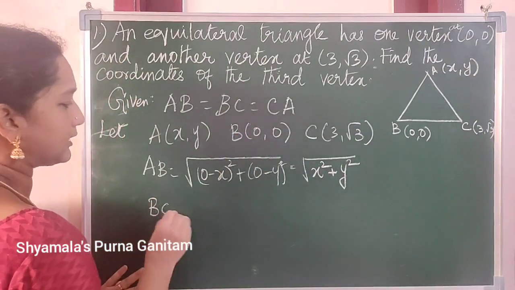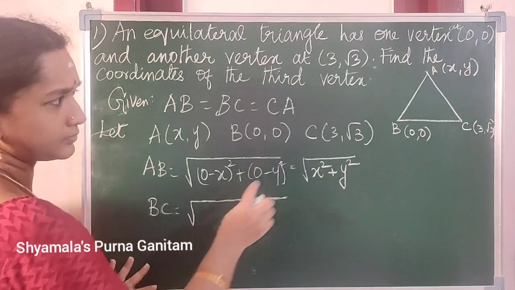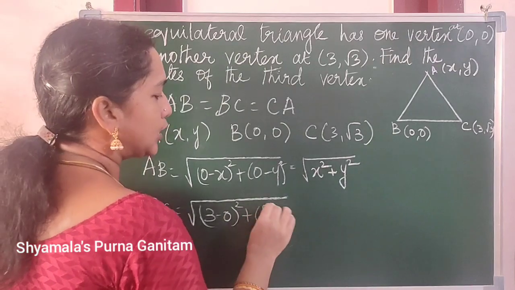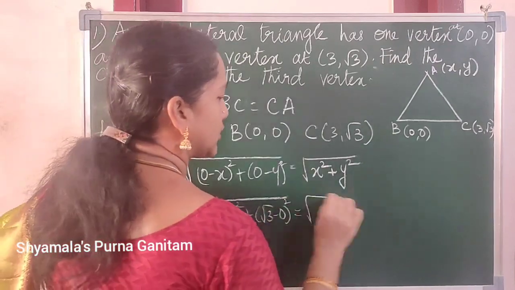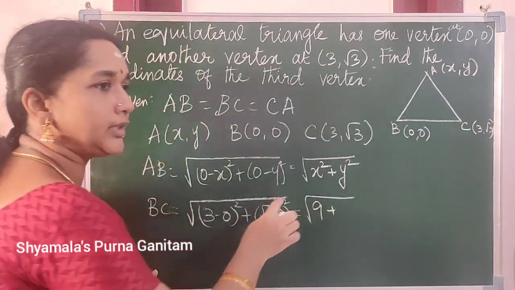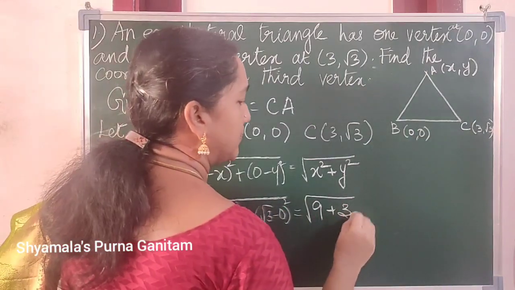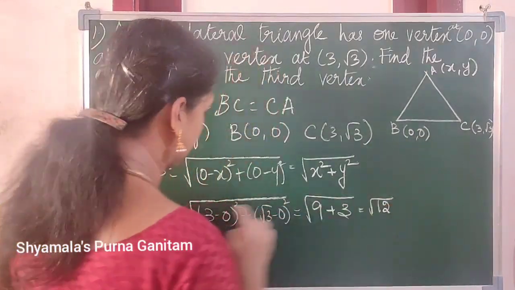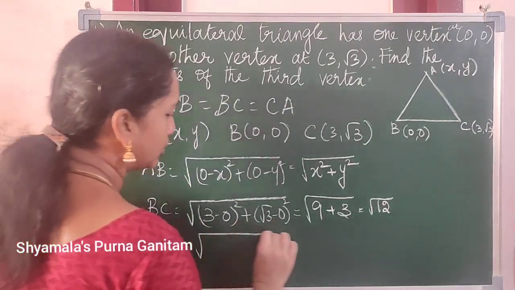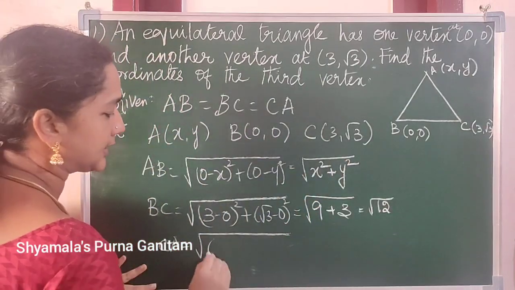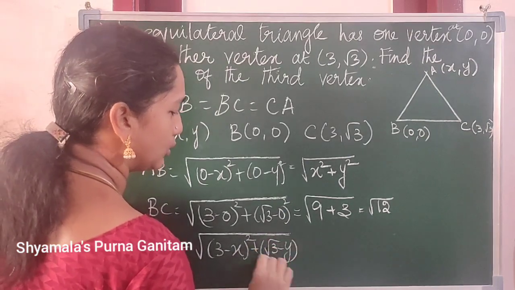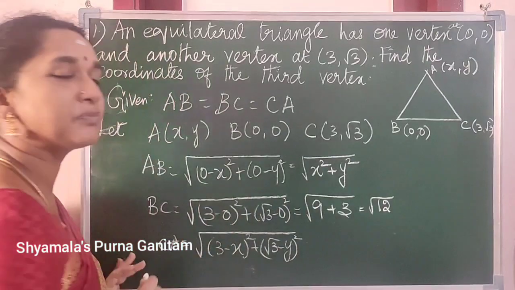Then next one is BC. BC is equal to root of (3 minus 0) the whole square plus (root 3 minus 0) the whole square. When you simplify this, 3 minus 0 is 3, 3 squared is 9, plus root 3 the whole squared is 3. So 9 plus 3, it is root 12. This is the length of BC. Then next one is CA. CA is equal to root of (3 minus x) the whole square plus (root 3 minus y) the whole square. We will keep this as it is.